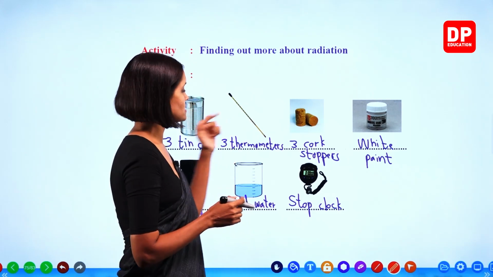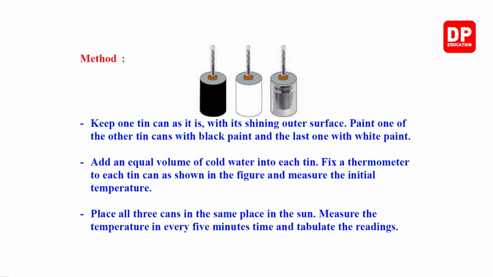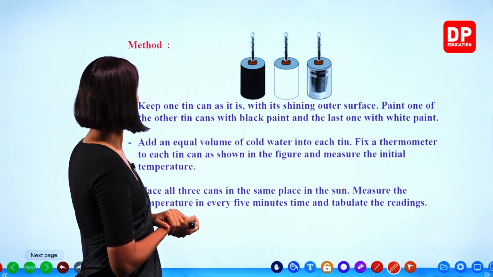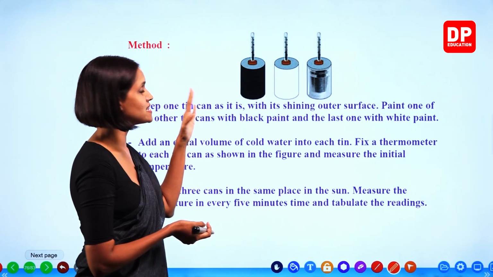Okay, let's see how to do this activity. Look at the method. Look at the 3 apparatuses. You all can see the 3 tin cans, but their colors are different. We'll see what to do. Keep 1 tin can as it is.